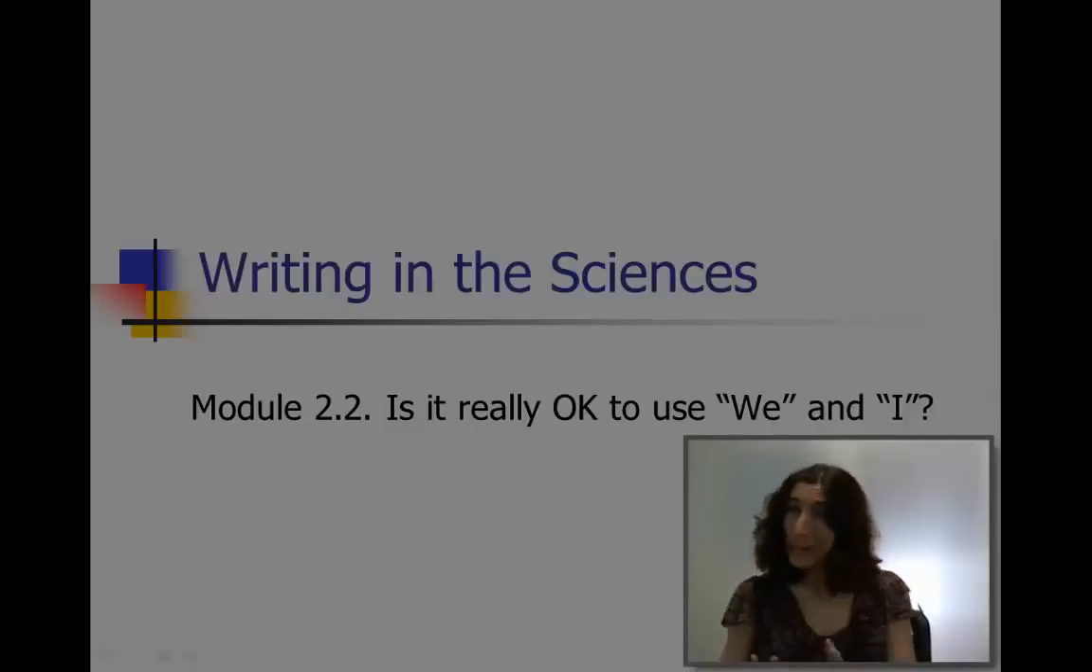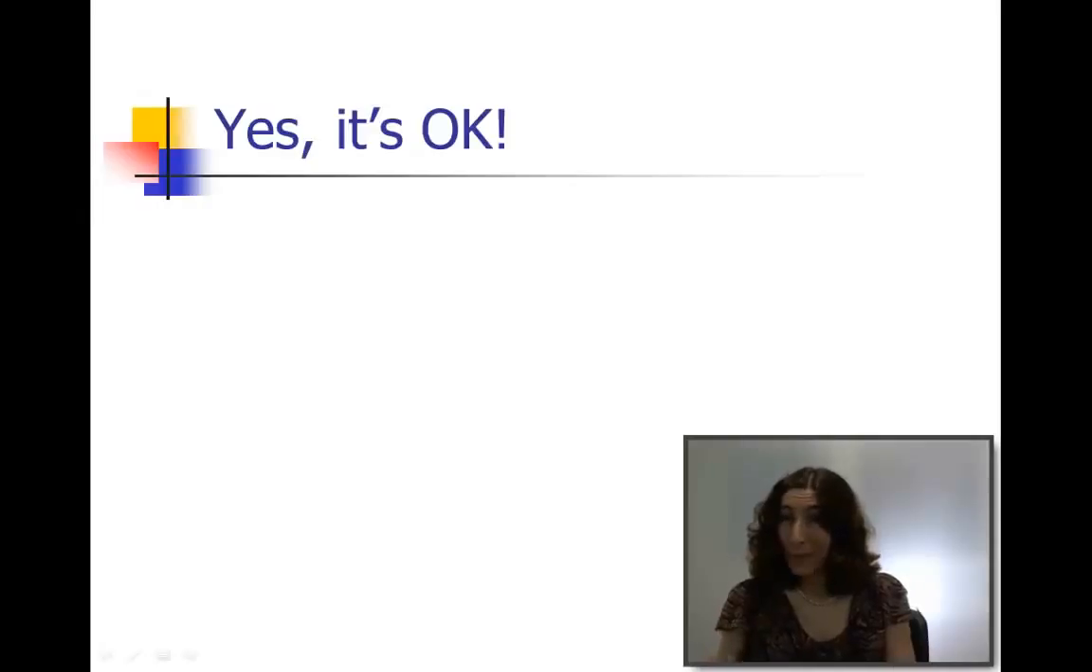So you might be wondering, is it really okay if I use we or I in my scientific manuscript, in my scientific writing? And I'm here to tell you, yes, it's okay to use we and I. So if you've learned somewhere along the way, somebody told you personal pronouns are not okay, I'm going to try to convince you otherwise. And there's several reasons why I think we and I are perfectly fine to use in scientific writing and other formal writing.